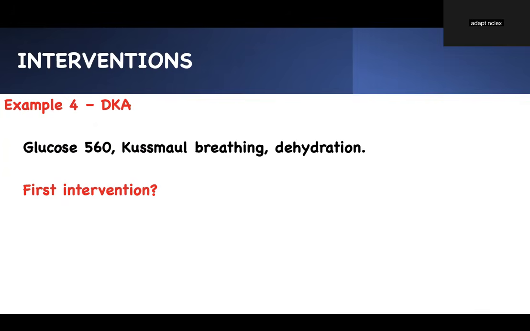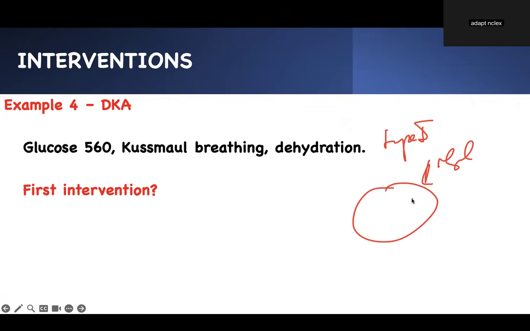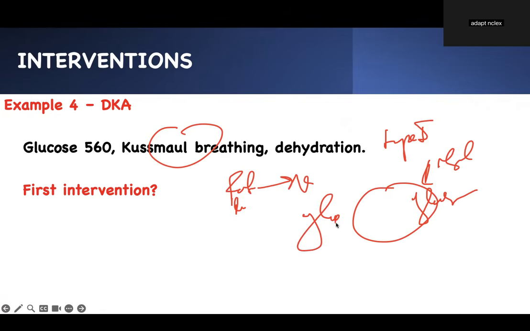Now, you know DKA. Glucose is 560. Kussmaul breathing. Dehydration. Well, what would you do? Then you go with your content. You say, I know that the reason why they're in DKA, usually type 1 diabetes, is they don't have insulin to push glucose inside the cell. So the body cannot use glucose. Therefore, the body uses what? Fat. It breaks fat into ketones. And therefore, Kussmaul breathing. The glucose builds up and it leads to osmotic diuresis. You get dehydration. If the glucose builds up, you have that.